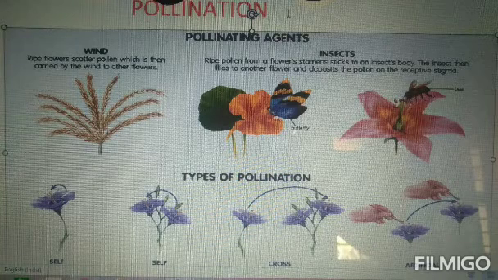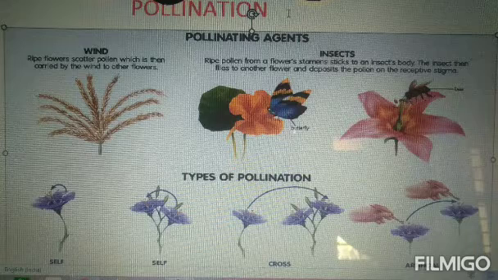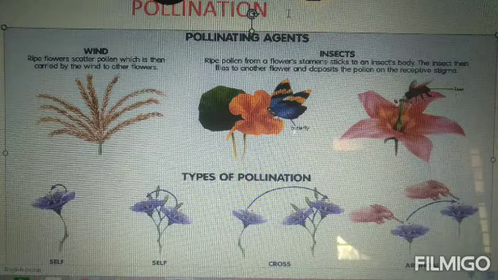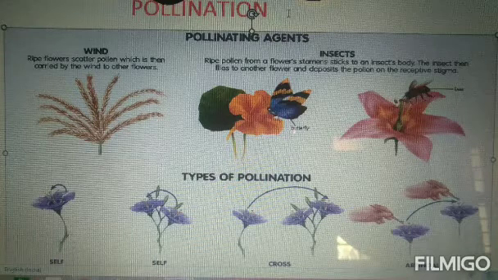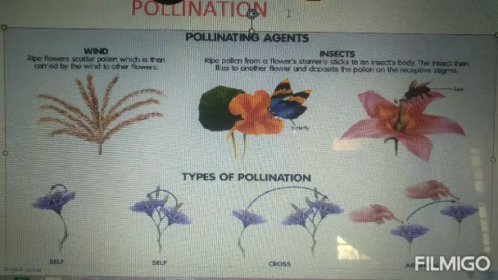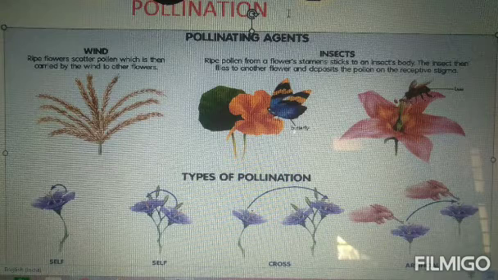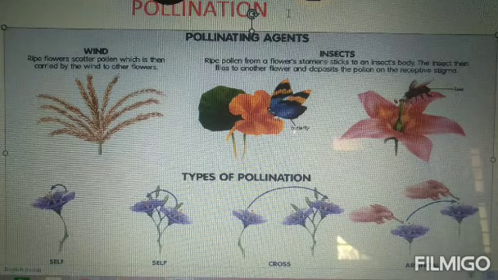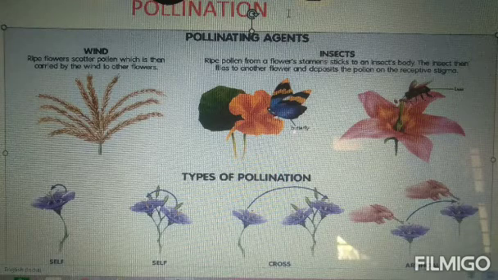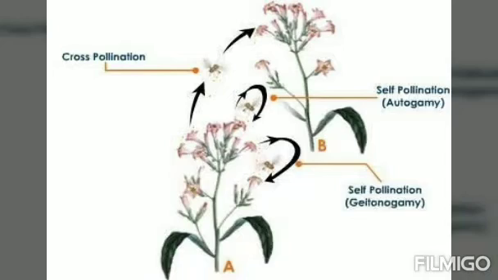The water pollinated flowers, like in Vallisneria, pollen grains have a covering of mucilage, so that while flowing along with the water, the pollen grains do not get decayed because of being submerged in water. So these are the agents of pollination. Then many plants prefer cross pollination.